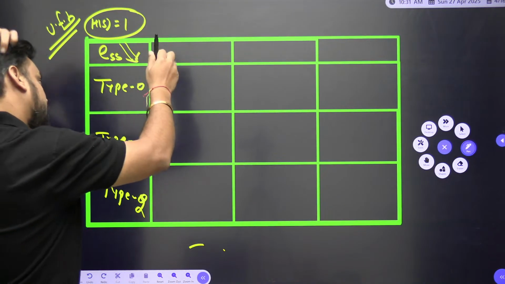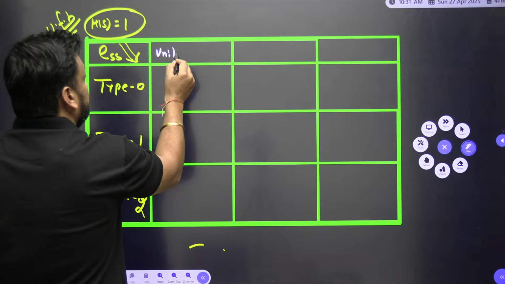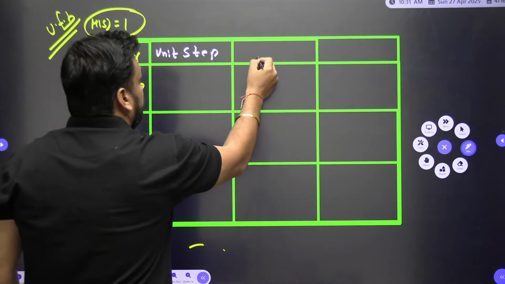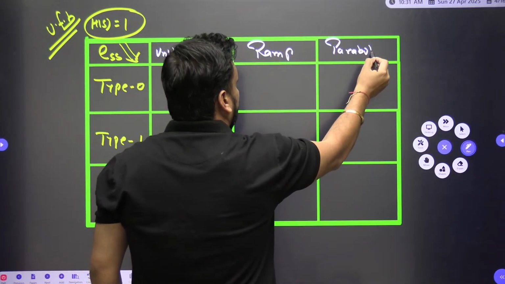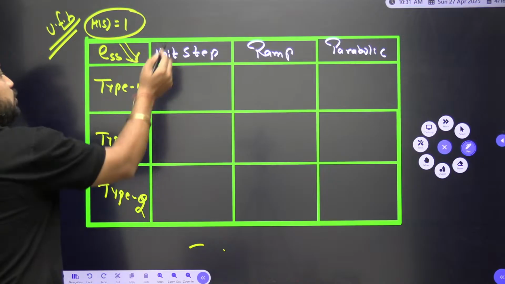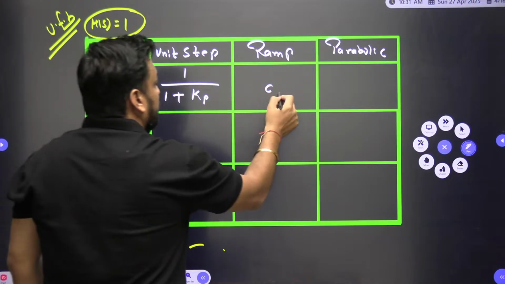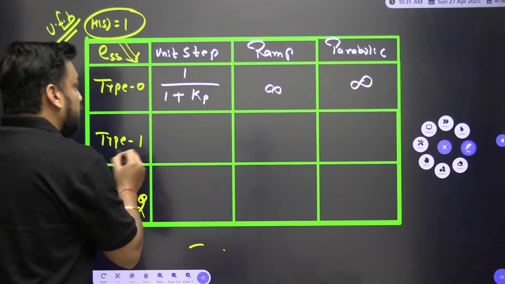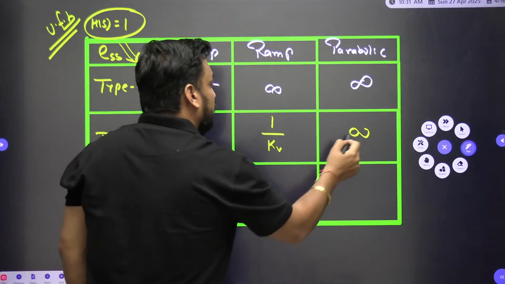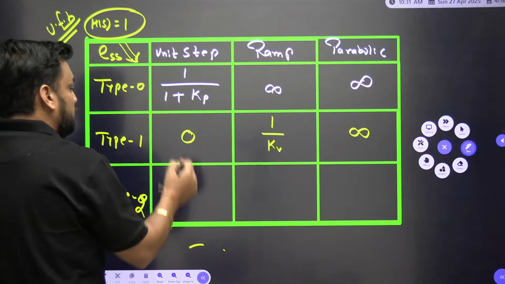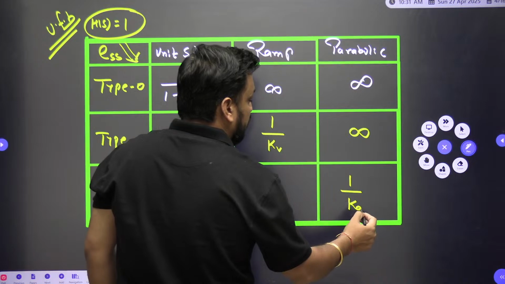Now tell me guys, steady state error for a type 0 system and for unit step input. Here I am writing for the step input, here for the ramp input, and here I should write for the parabolic input. For type 0 and step input, the steady state error is nothing but 1 upon 1 plus Kp. Here we have infinity and infinity. Type 1 step input will always be 0. Here we'll have 1 by Kv. Here we'll have infinity. Similarly, for type 2, step input will be 0, 0, and for type 2 parabolic input it will give you 1 by Ka.